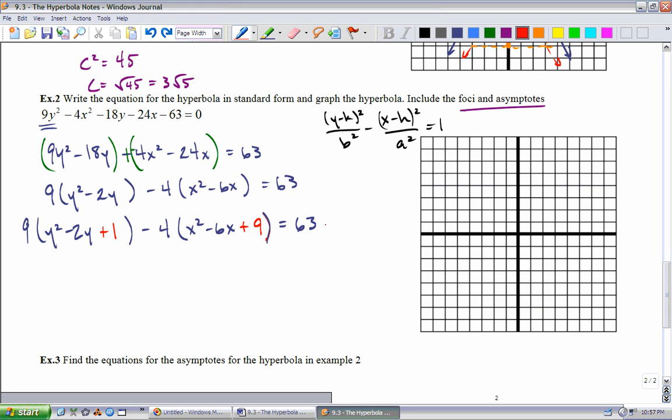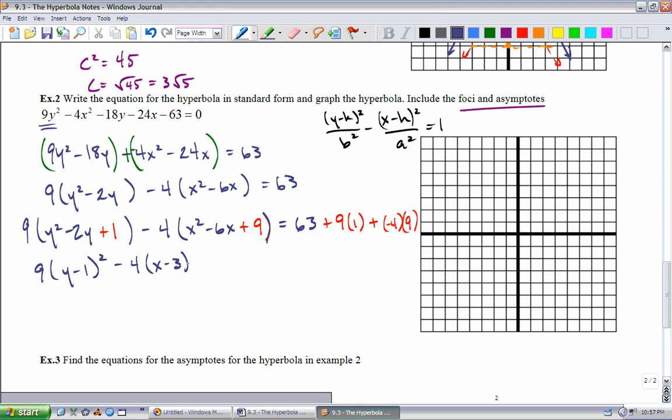So, I have to add 9 to the other side. 9 times 1. Okay? And I have to also add negative 4 times 9. So in this case, I'm going to have to add negative 4 times 9. Okay? Once I do that, I end up with 9 times y minus 1 squared. I completed the square. That's the whole purpose of doing this.